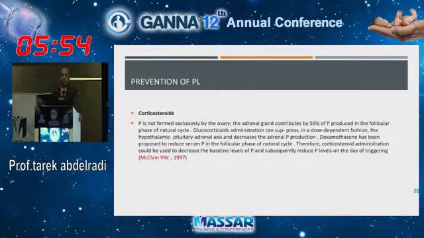Corticosteroids. Progesterone is not produced exclusively by the ovary, but the adrenal gland contributes 50% of progesterone produced in the follicular phase of natural cycles. Corticosteroid administered can suppress in a dose-dependent fashion the hypothalamic pituitary axis and decreases the adrenal progesterone production. Dexamethasone has been proposed to reduce serum progesterone in the follicular phase of natural cycles. Therefore, corticosteroid administration could be used to decrease the baseline levels of progesterone and subsequently reduce progesterone levels on the day of trigger.